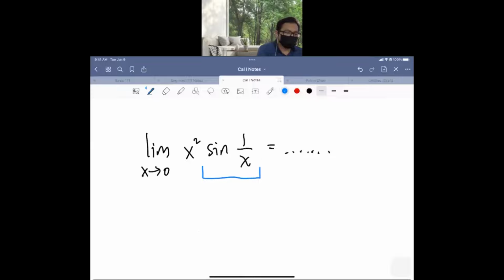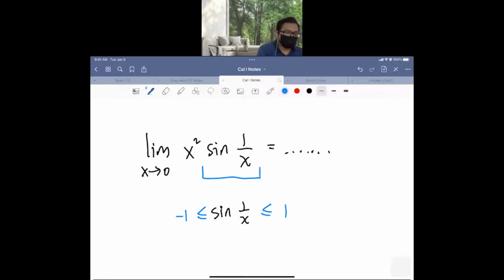So the best way to look at this is to look at this trigonometric sine, sine of 1 over x. Every time you use this trigonometry, either cosine or sine, they will have the maximum value of +1 and the minimum -1. Always, right? So this is going to be between -1 and 1.